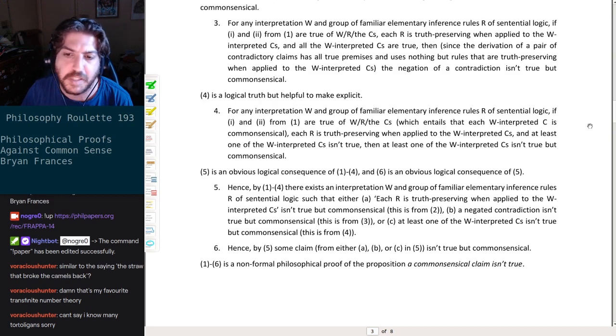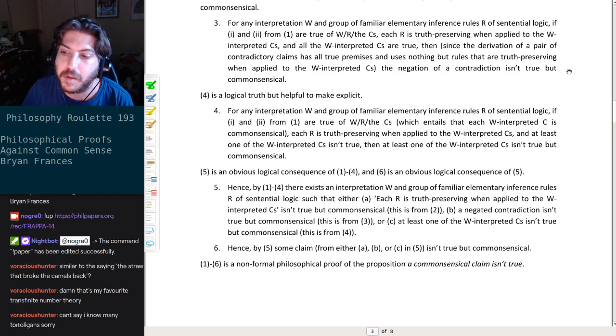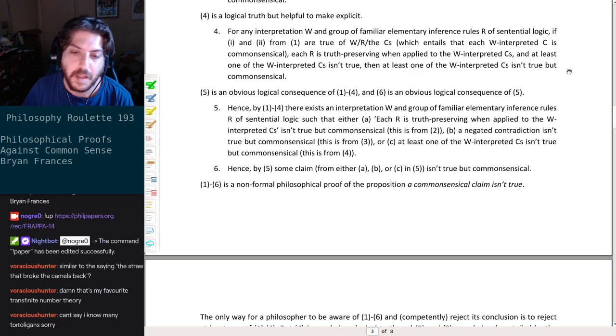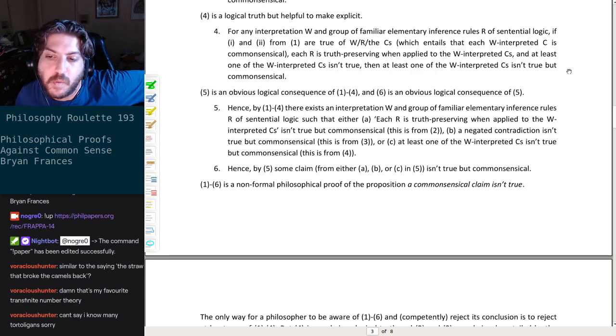For any interpretation W and a group of familiar elementary inference rules R of sentential logic, if 1 and 2 from 1 are true of interpretation rules and the C's, which entails that each W interpreted C is commonsensical, each R or each rule is truth-preserving when applied to the W interpreted C's, and at least one of the W interpreted C's isn't true, then at least one of the W interpreted C's isn't true but commonsensical. 5 is an obvious logical consequence of 1 through 4, and 6 is an obvious logical consequence of 5.